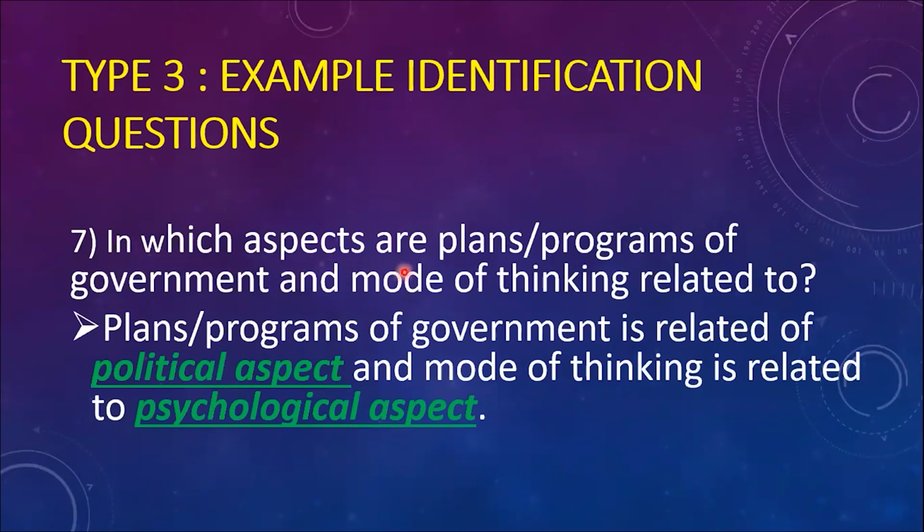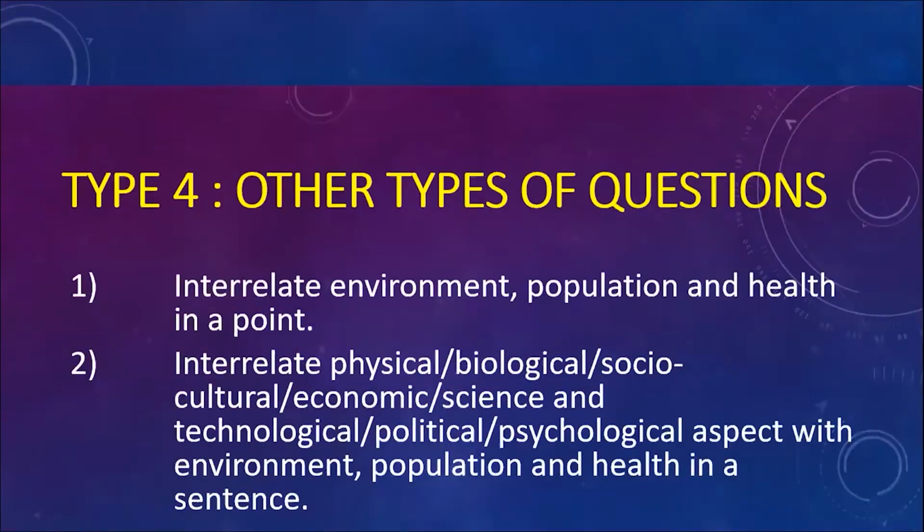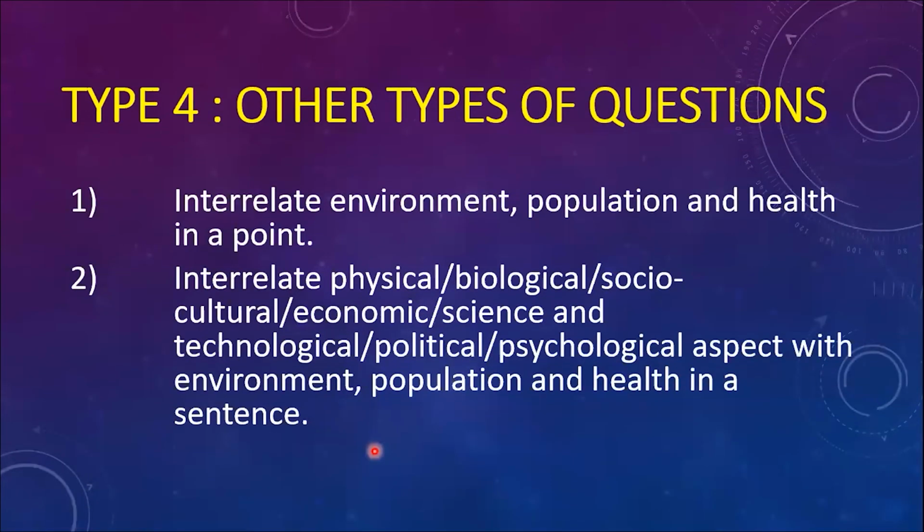7 number. In which aspects are plans, programs of government and mode of thinking related to? Here you have to be careful. This question has two things included here. In which aspects are plan or programs of government? This is related to one aspect. Mode of thinking is related to another aspect. So sometimes this type of joint question may be asked. So you have to write in this way. Plans and programs of government is related to political aspect and mode of thinking is related to psychological aspect. Write in this way.